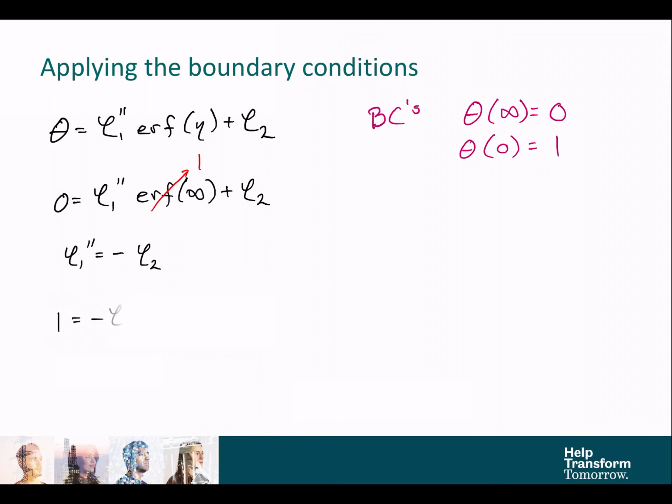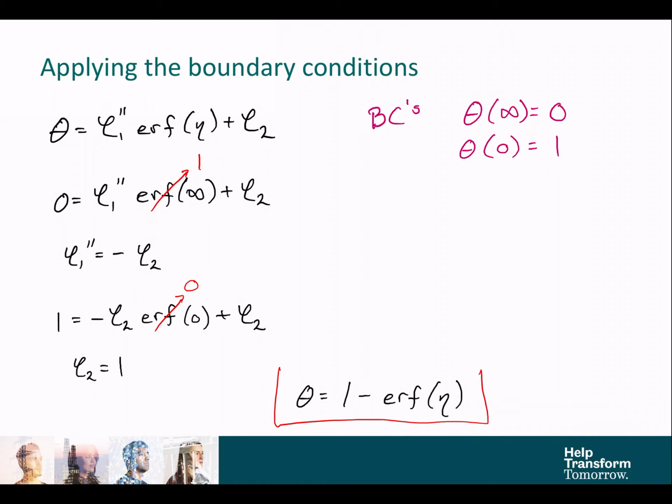Okay, we apply our second boundary condition, and in this case, eta takes on the value of 0. And so the error function of 0, we have to go look that up. And conveniently, this happens to be 0. So then we get that C2 equals 1. And from here, we can plug in our values of C1 and C2 to get a particular solution to the dimensionless governing equation. And so this is our solution. And it has a very simple form.